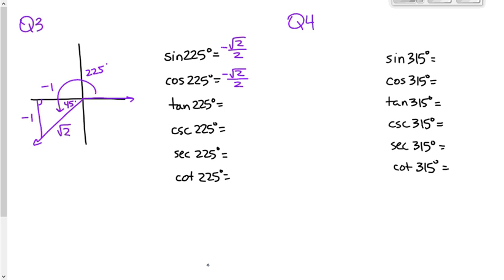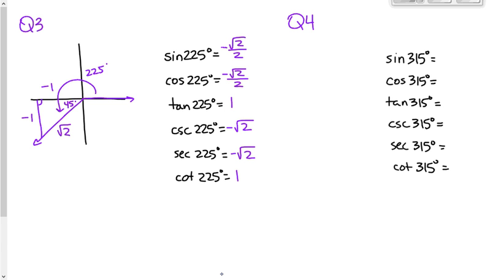Tangent, opposite over adjacent, negative 1 over negative 1 is 1. Cosecant, hypotenuse over opposite, square root 2 over negative 1 is negative square root 2. Secant, hypotenuse over adjacent, square root 2 over negative 1 is negative square root 2 also. And cotangent, adjacent over opposite, negative 1 over negative 1 is 1.